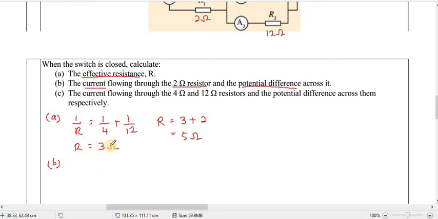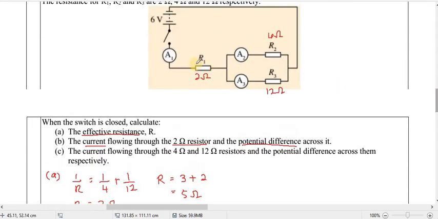Okay, B. The current flowing through the 2 ohm resistor and potential difference. Okay, so using V equal IR, if we want to calculate the current that pass through here, we need to use the resistance here and the potential difference here, right or not? But we only know the resistance, but we don't know the potential difference. So how to calculate this current that pass through here?